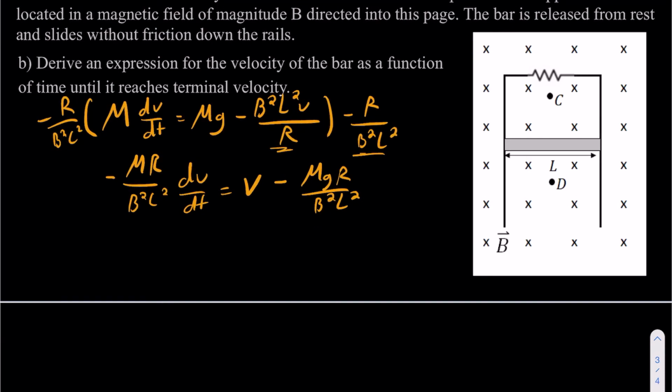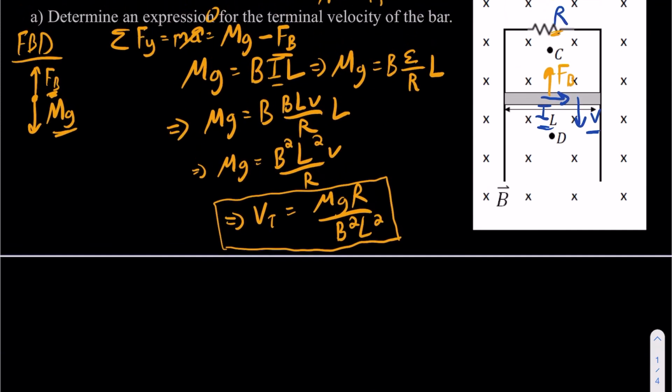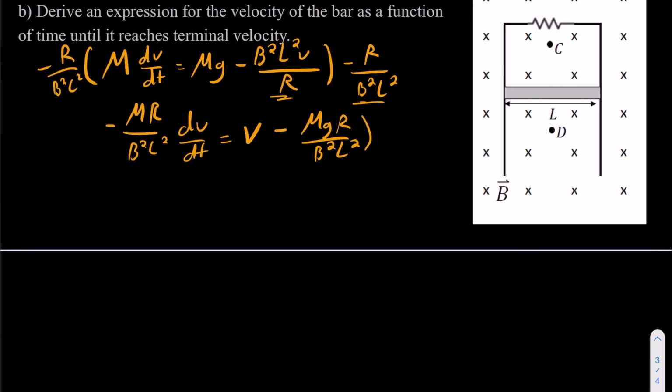I'm going to make a substitution here. This whole thing, mgR over B squared L squared, is our answer to part A. That's actually the terminal velocity. So I'm going to rewrite this equation with VT for terminal velocity subbed in for that, and that's just going to save some writing because this is going to be a lot of steps.